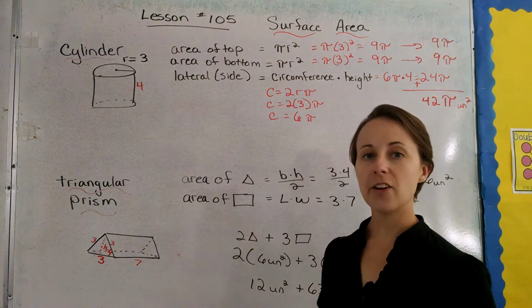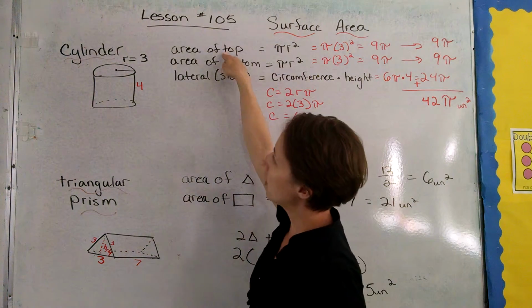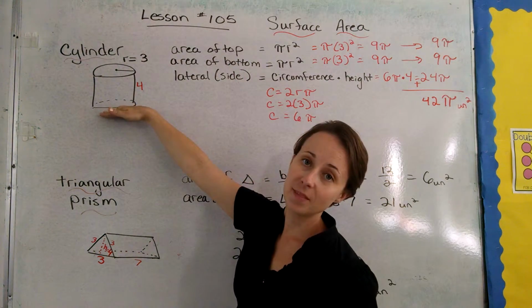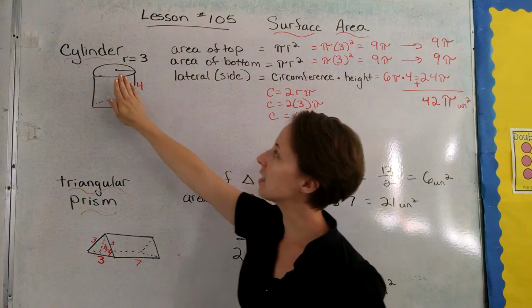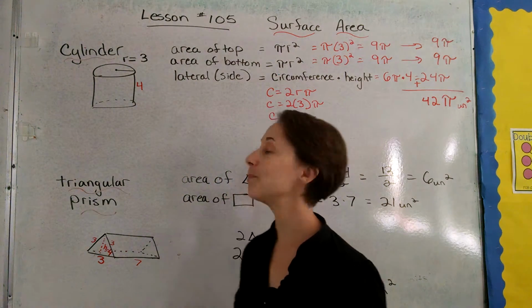To find the surface area of the cylinder, we need to find three things. We need to find the area of the top. We need to find the area of the bottom, both of which are circles. Then we need to find the lateral or the side area, which is the area around it. And we'll talk about that in just a moment.